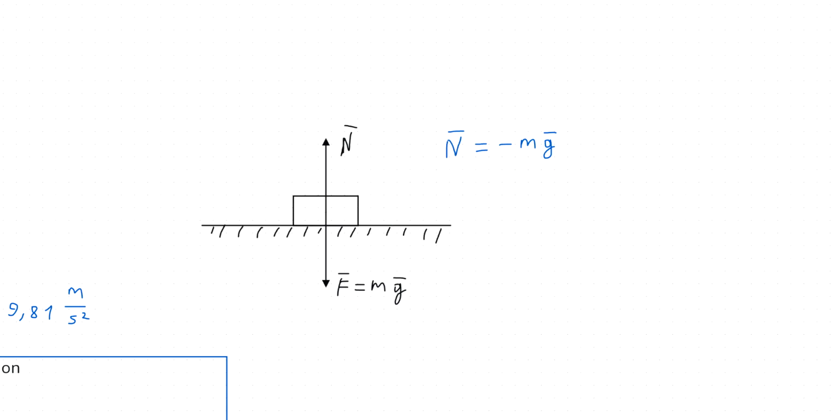If this body moves to the right with some velocity v, and if the surface is rough, a force of friction will occur between the body and the plane. I will denote the force of friction as F.